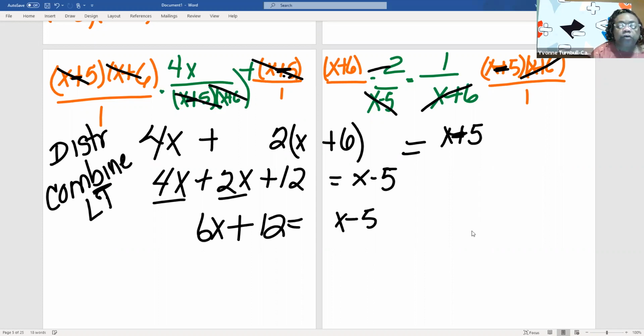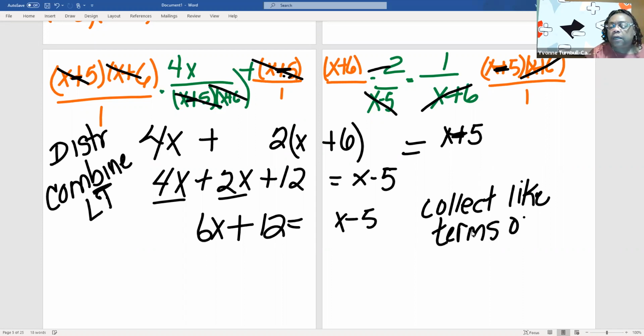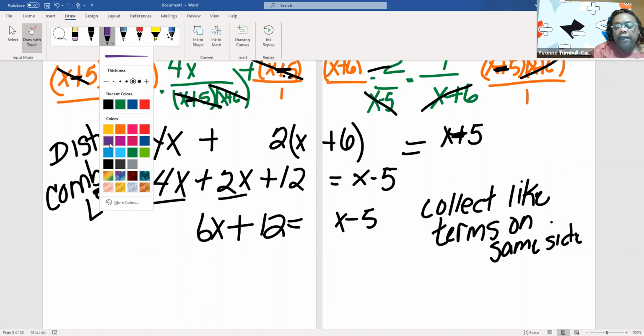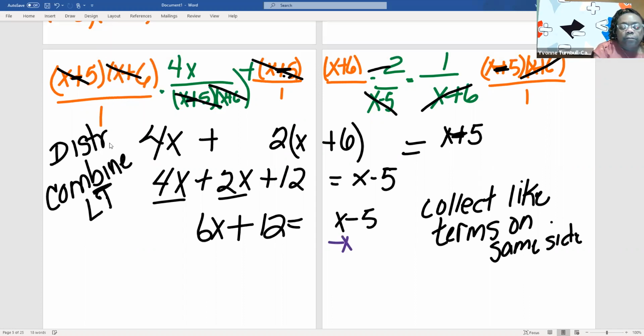Now collect like terms on the same side. That means I need to get all my x's together and all my constants together. So let's do it. I'm going to move my x over here.